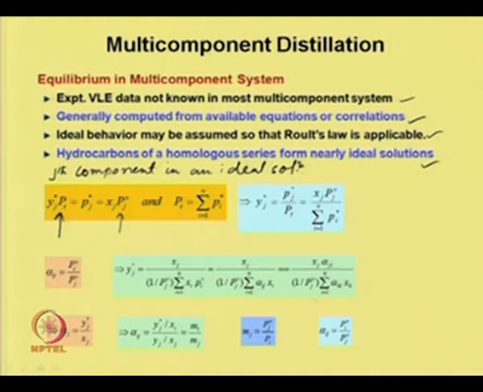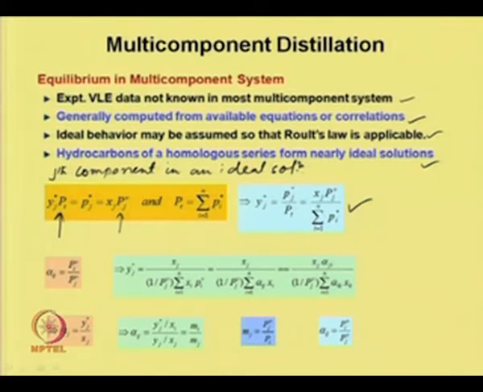The vapor pressure of the components in the mixture are known at a given temperature. Therefore, for a particular liquid composition, say x1 to xn, the vapor compositions can be calculated. From these equations, Yj star is equal to Pj star by Pt, which is equal to Xj Pjv divided by summation over i equal to 1 to n Pi star.